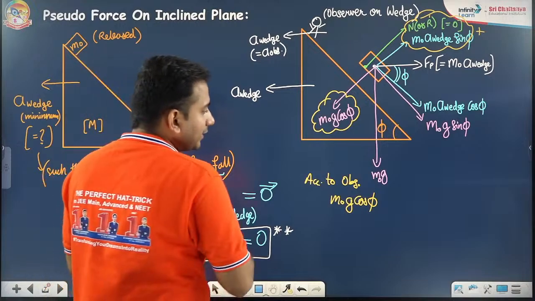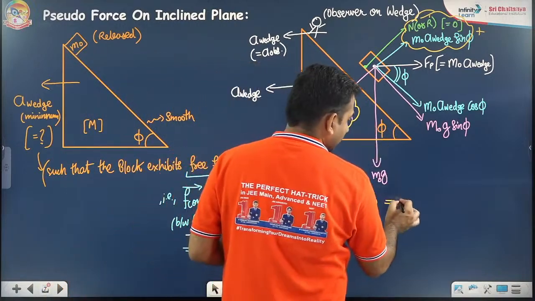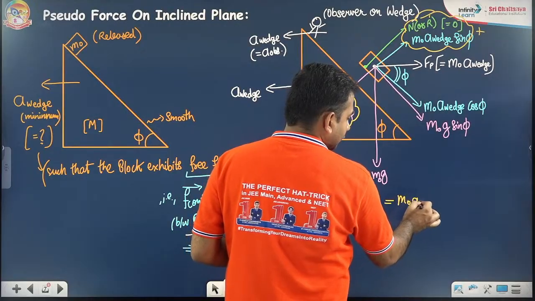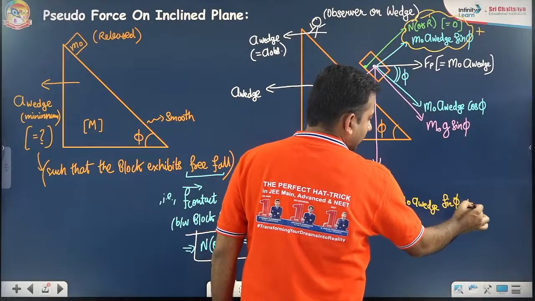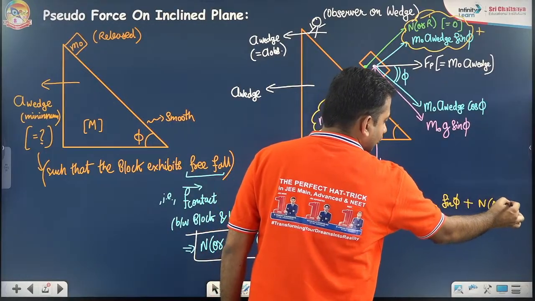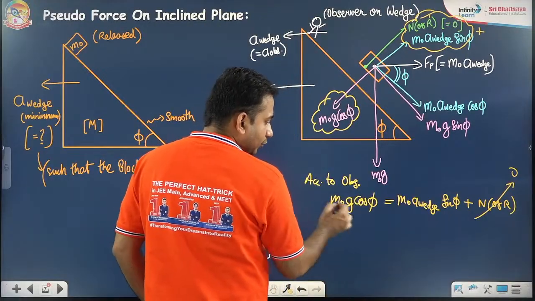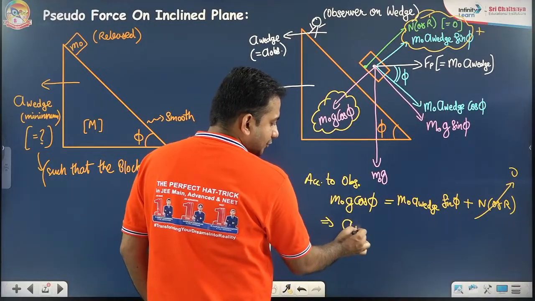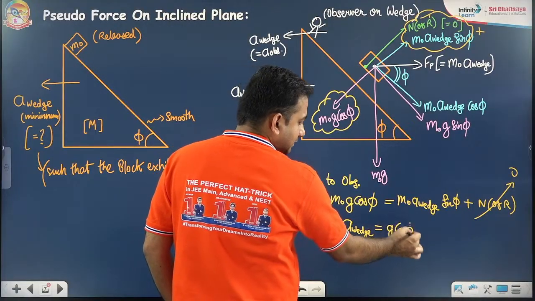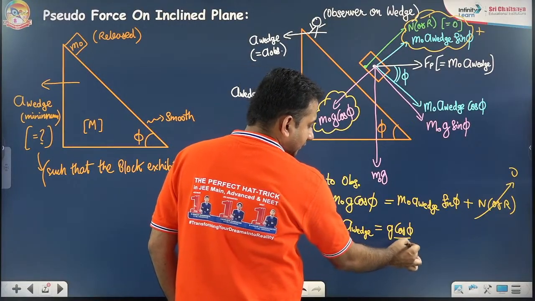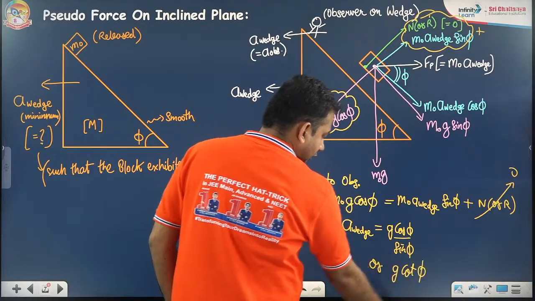So perpendicular to the incline, the forces must be balanced, which means m0 g cos phi will be equal to m0 a wedge sin phi plus normal reaction N or R, where this normal reaction for the free fall must be 0. So from here, m0 will also be cancelled. Acceleration of wedge will be equal to g cos phi by sin phi, or better, that can be written as g cot phi.